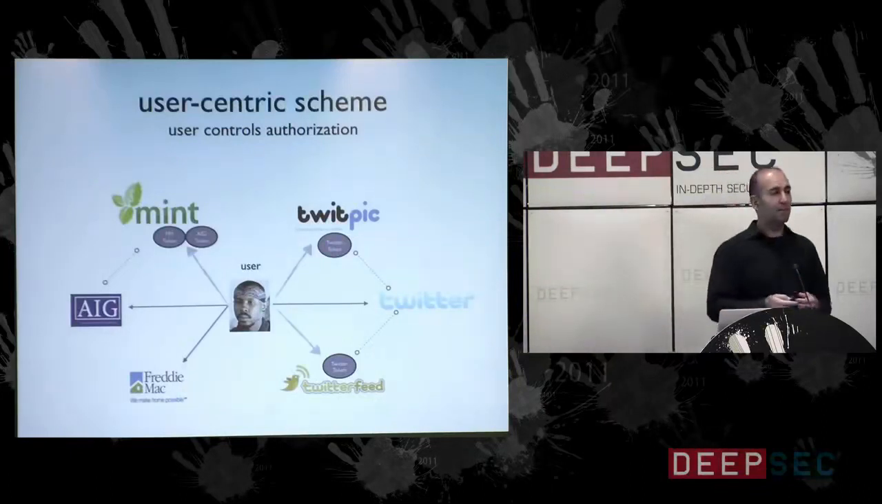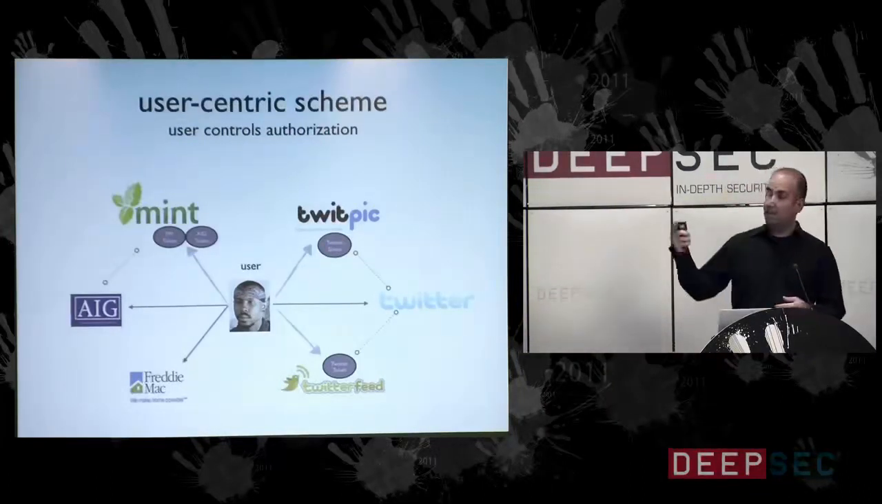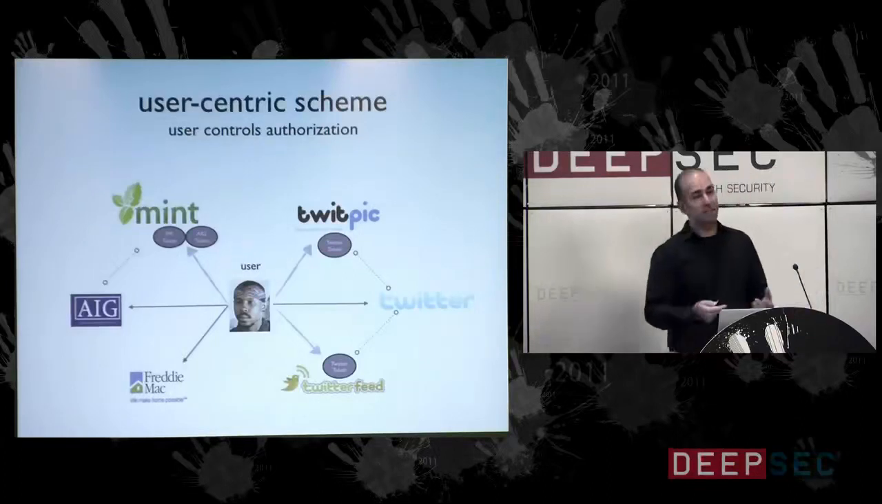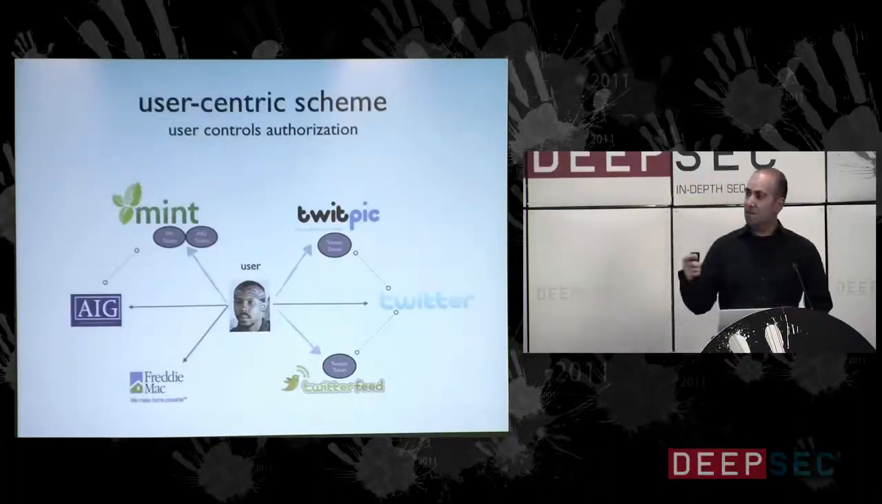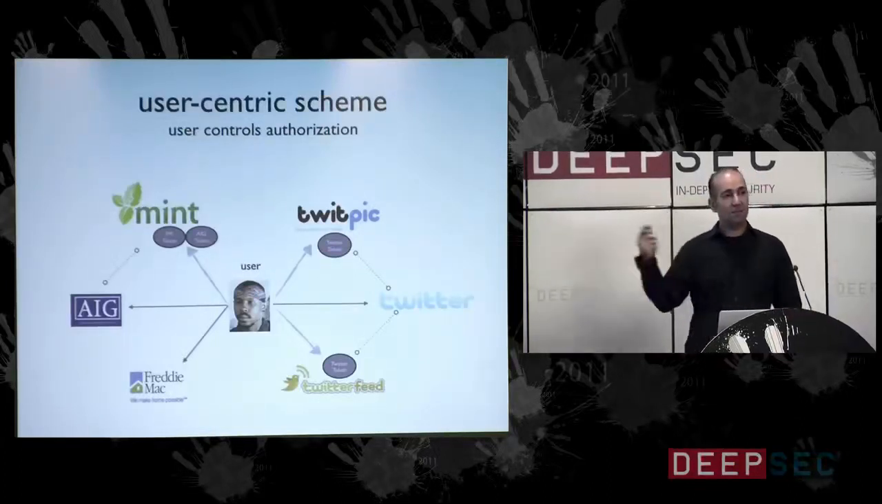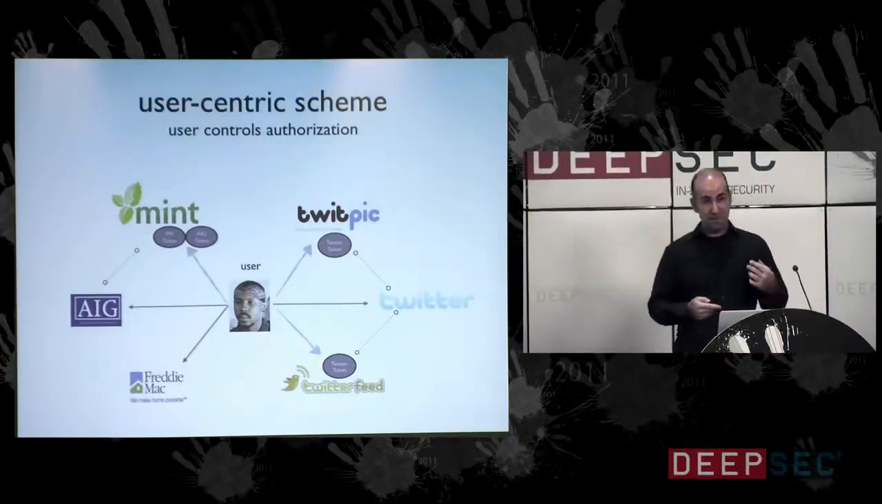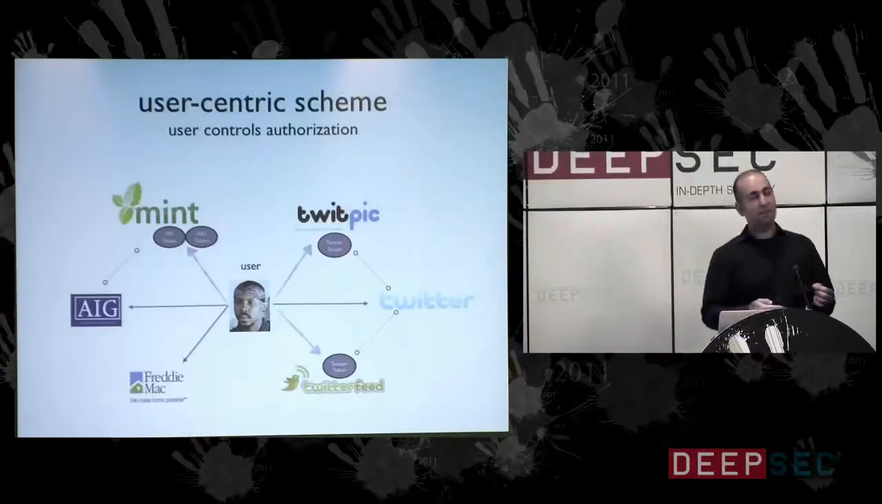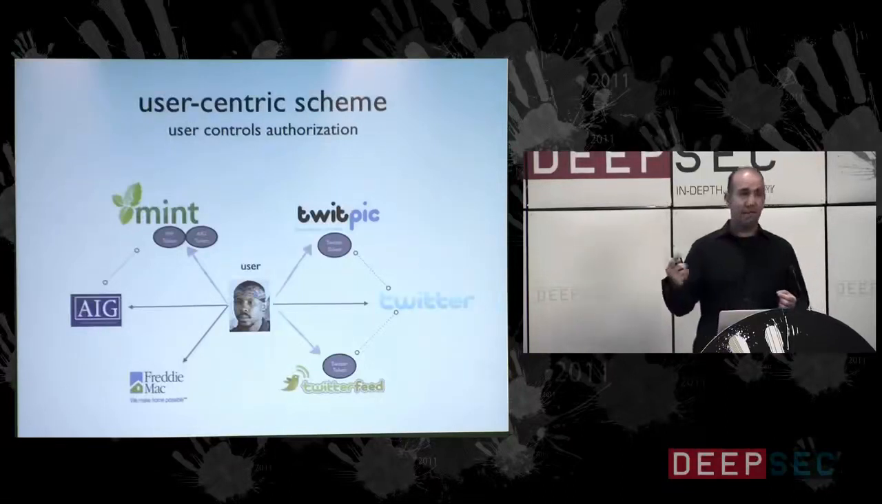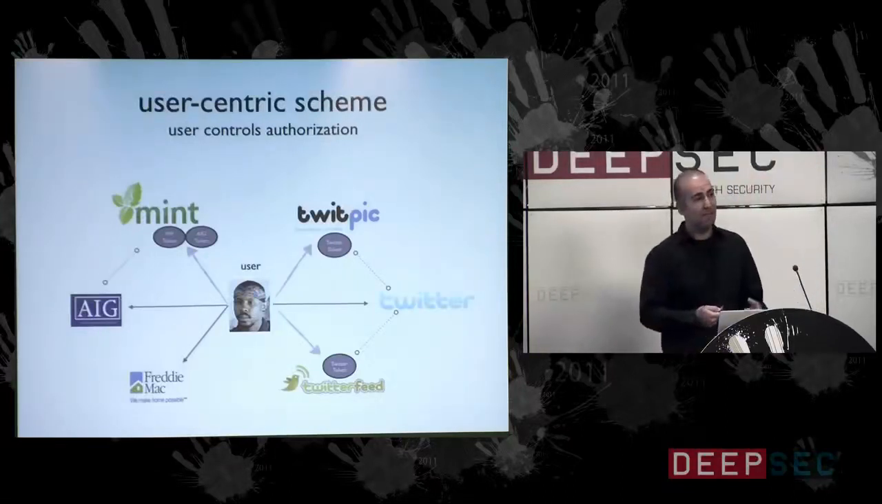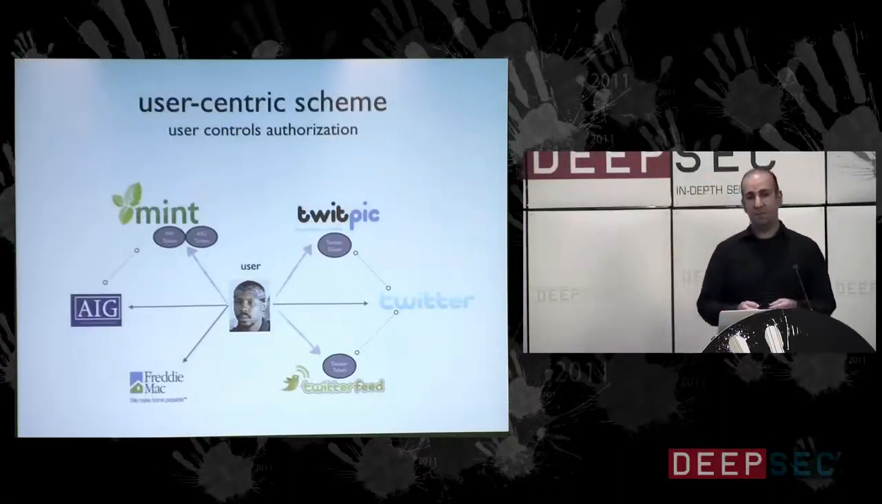So for example, when it's tax time, he wants Mint.com to consolidate all his checking statements. Makes it easier for him. So instead of giving his AIG and Freddie Mac's credentials to Mint, he creates a specific token with very limited scope and assigns that to Mint, so Mint can use it on an ongoing basis to access his protected resources.